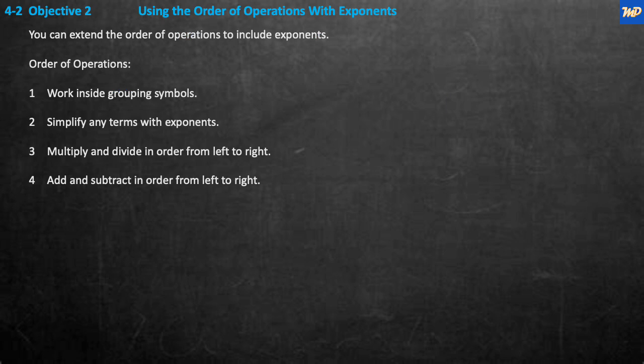Now let's talk a little bit about order of operations with exponents. Exponents are included in the order of operations, and the way we should think about it is there are steps. The first thing you do is work with the grouping symbols. The grouping symbols are brackets, parentheses, and braces. Those are all grouping symbols.